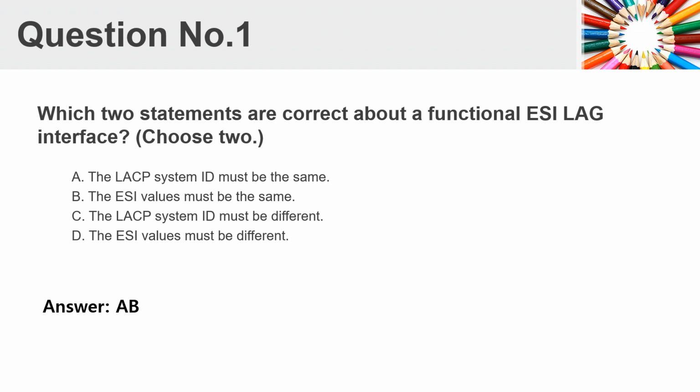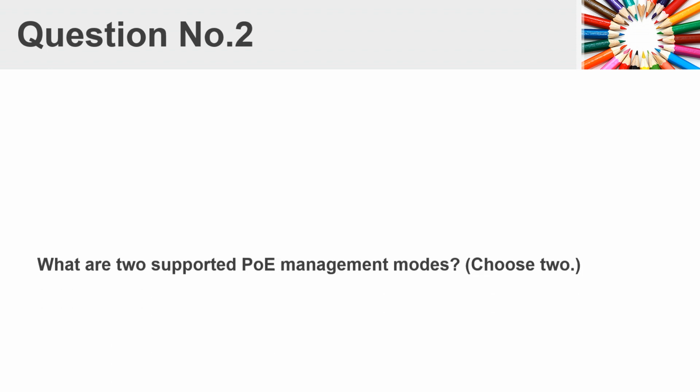Question number 1. Which two statements are correct about a functional ESI LAG interface? Choose 2. A. The LACP system ID must be the same. B. The ESI values must be the same. C. The LACP system ID must be different. D. The ESI values must be different. Answer A, B.